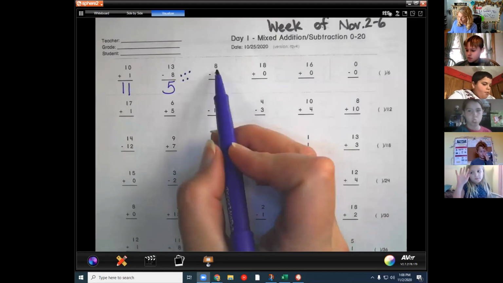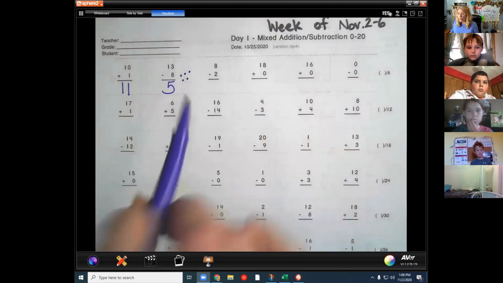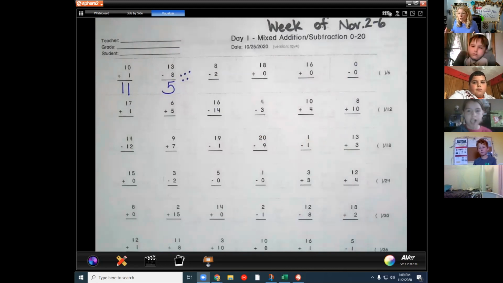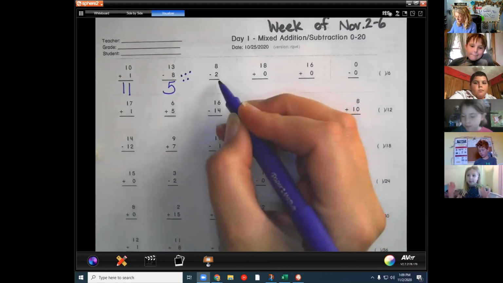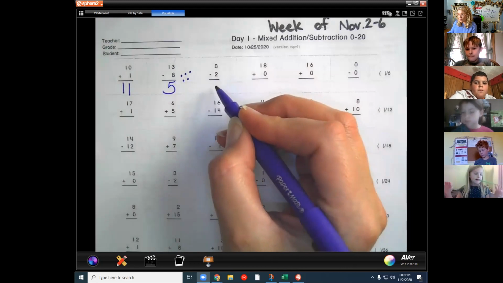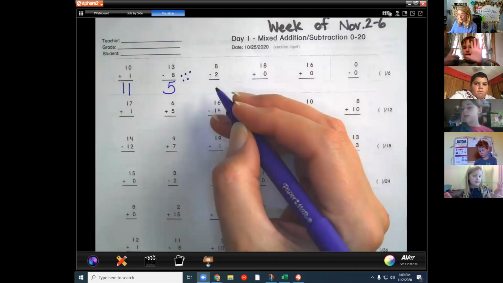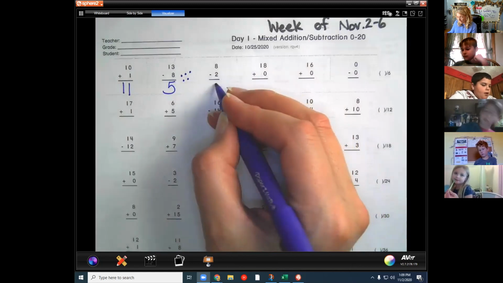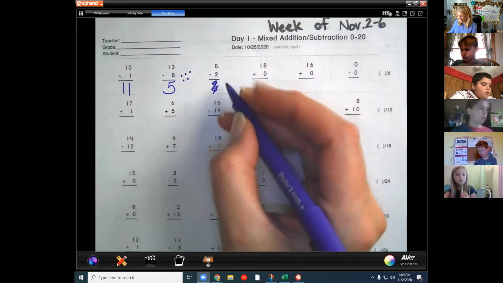All right, so 8. Well, our focus, we're really trying not to use fingers. I still love fingers as a 43-year-old woman, but you're not supposed to always rely on your fingers. So we have to kind of visualize it in our brains. 8 minus 2. Well, if I take 2 away from 8, it would be 6. I could check it by going 6 plus 2 is 8. Yes. Oh, I just said 8, so I wrote 8.